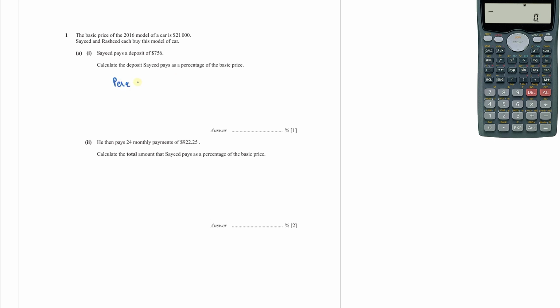So your percentage will be the deposit, which is 756, divided by, since you're calculating the percentage of the basic price, your denominator will be the basic price, which is 21,000, and then multiplied by 100. So 756 divided by 21,000 and then multiplied by 100. So this is 3.6%.